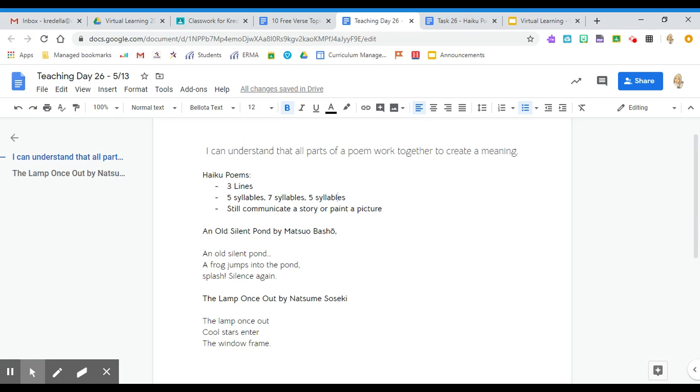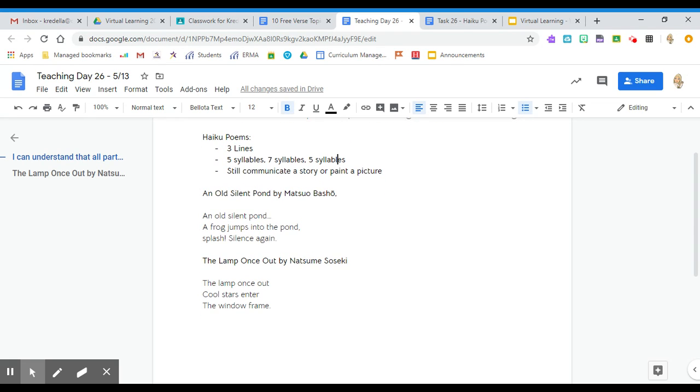So this is An Old Silent Pond. An old silent pond, a frog jumps into the pond. Splash, silence again. So as you can see, it's short, right? Short and sweet, but it tells a story. I have a picture in my head of what's going on. I know what's there and what's happening, and that is my challenge for you today.